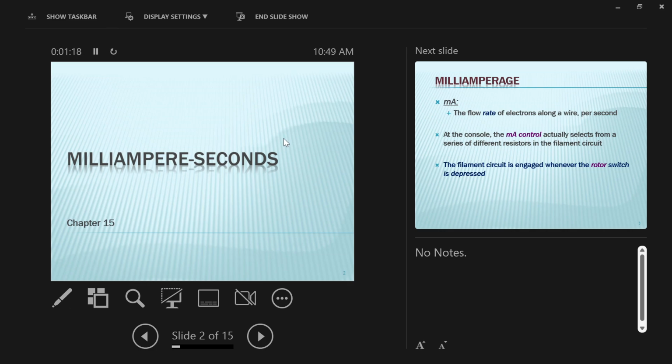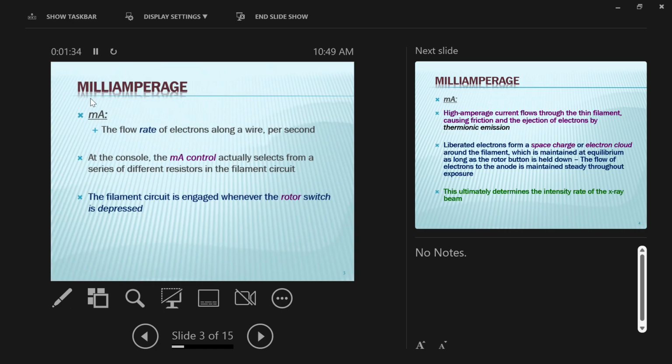This is chapter 15 in your text, talking about milliampere seconds, or mAs, mass. So some reminders here. Some of you have had this. This is sort of like a review chapter. It's specific to mass. We've talked about mass in different contexts before. So let's start with what it means electrically.